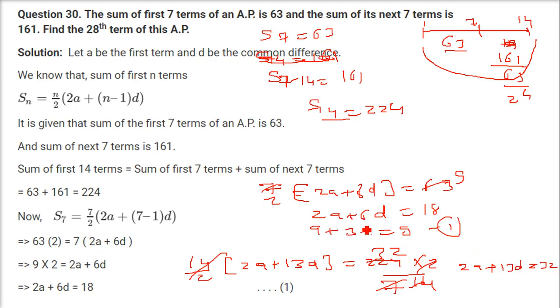Now you just keep it like this. I change it to a plus 3d, but I'm not getting anything here. So let it be 2a plus 6d equal to 18. Now subtract it. So 13 minus 6 is 7d and 32 minus 18 is 14. So d becomes 14 by 7, that is 2.